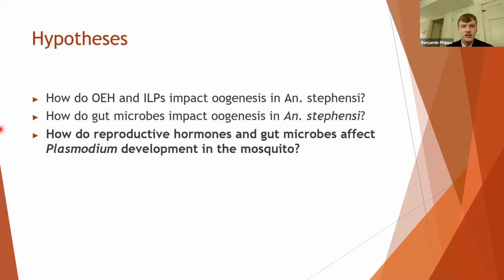I have a few questions about all this that I intend to answer in my dissertation research. How do OEH and ILPs impact oogenesis in Anopheles stephensi, which is an Indian malaria vector? And how do gut microbes impact oogenesis in Anopheles stephensi? And finally, how do reproductive hormones and gut microbes affect Plasmodium development in the mosquito?